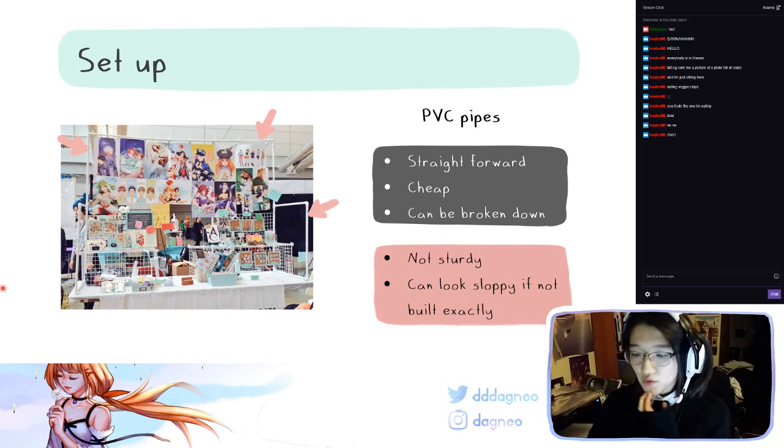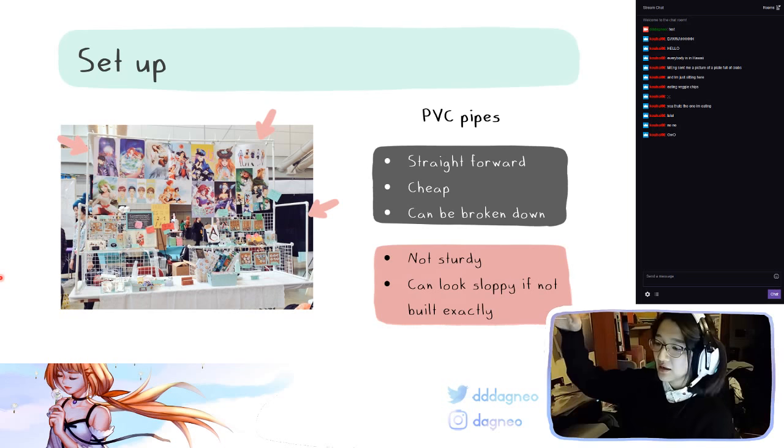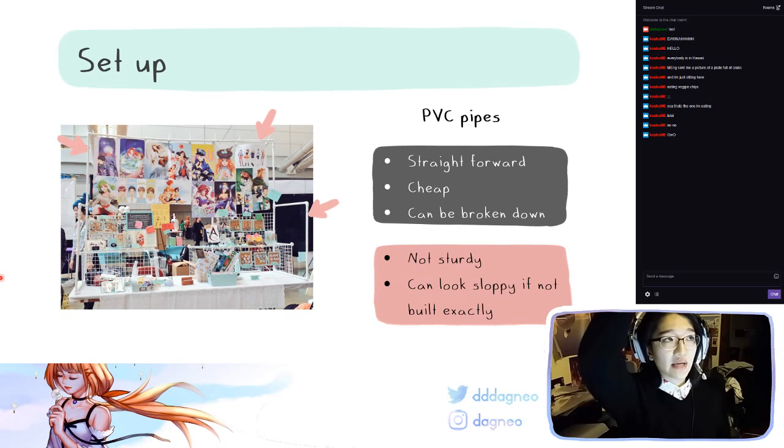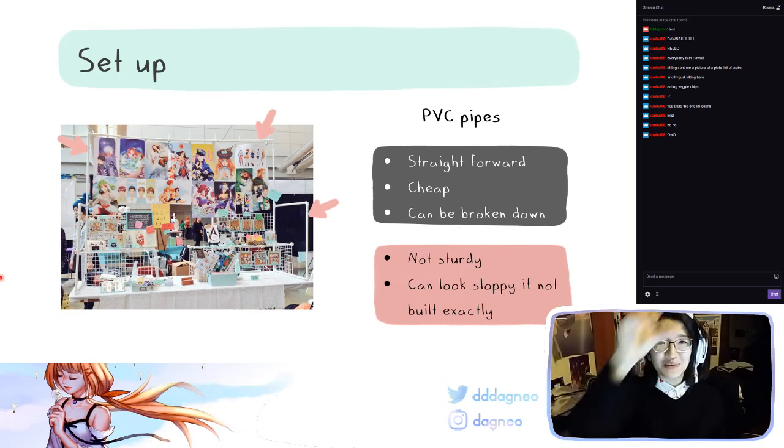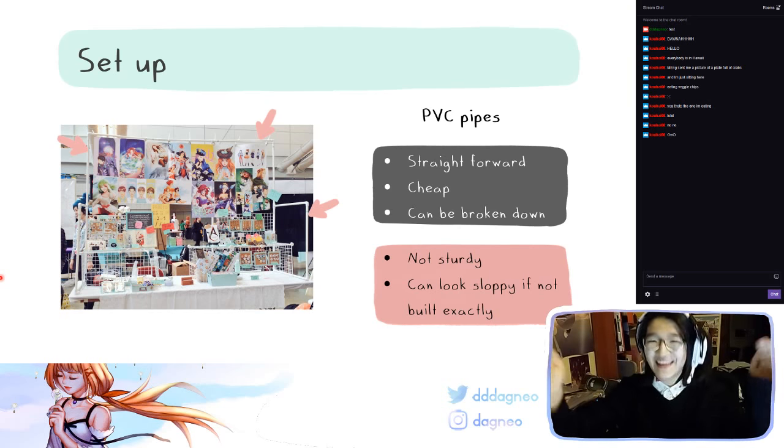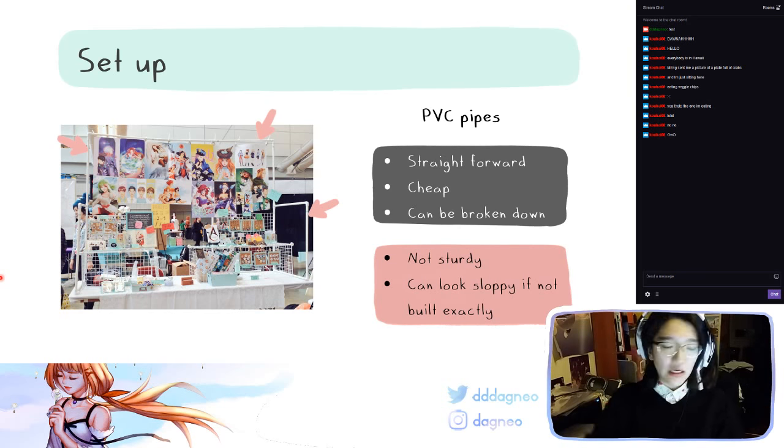So the other disadvantage of the PVC pipes is that if it's not built in exact dimensions, it can be really sloppy looking. So if you have one side that is 5 feet tall and the other side is 5 feet and 2 inches, even if it's a little bit, you can tell, and it starts to look a little bit sloppy.